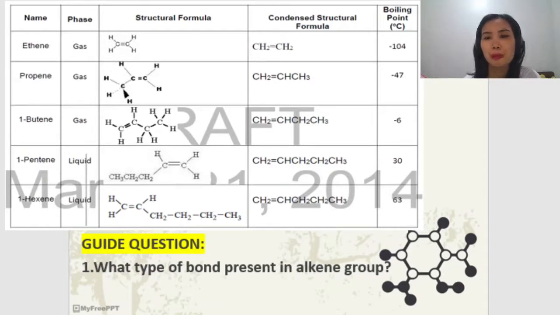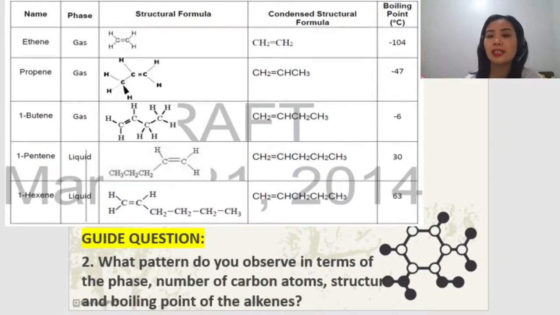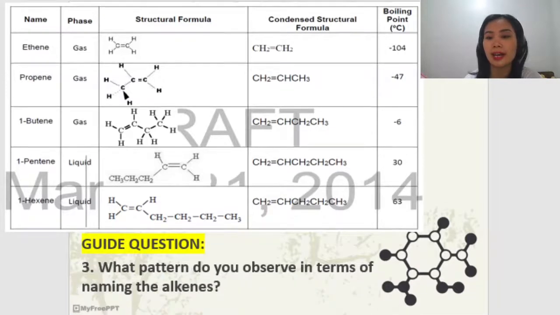You have to spot the difference. And number two, what pattern do you observe in terms of the phase, number of carbon atoms, structure, and boiling points of the alkenes? It is the same question as for the alkanes earlier. And for number three, what pattern do you observe in terms of naming the alkenes?